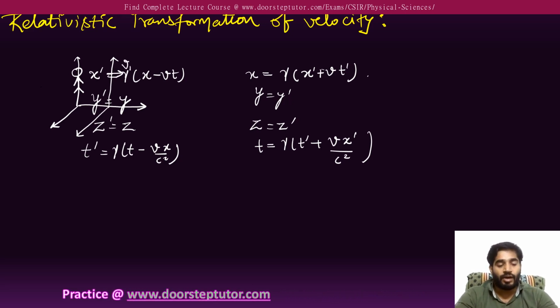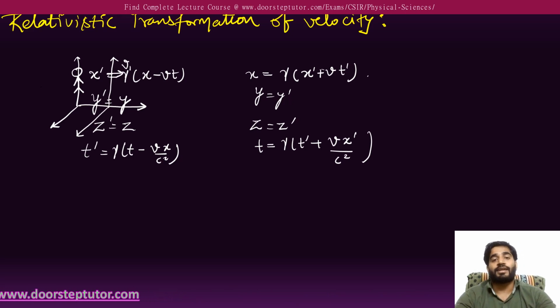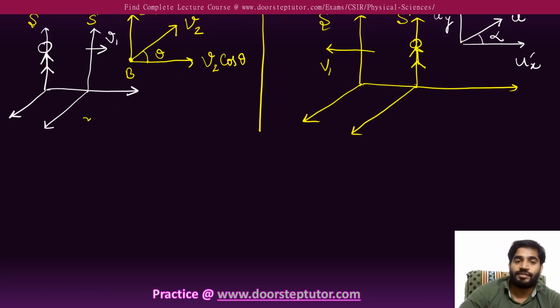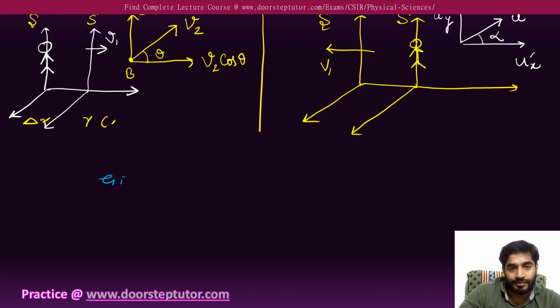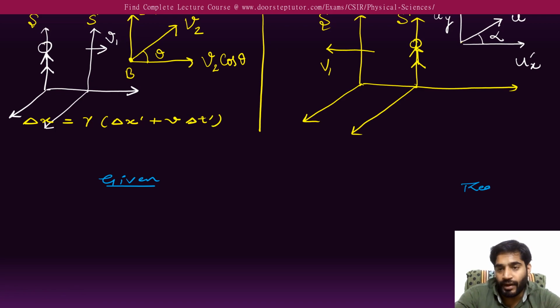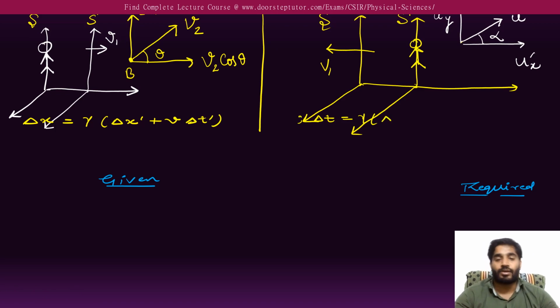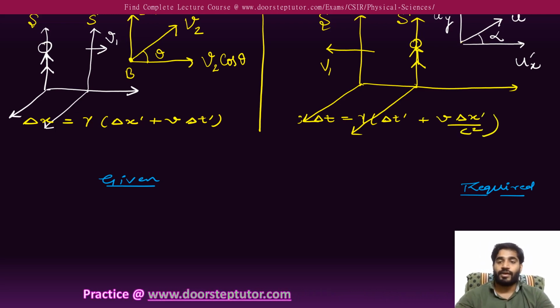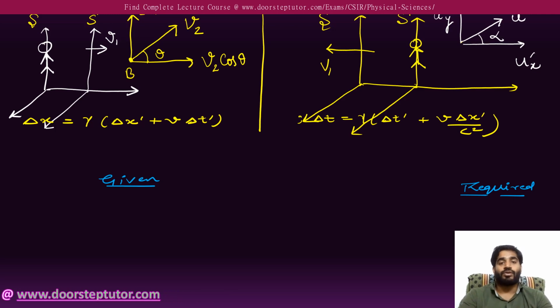Now we will see how these transformations can be used to find the relativistic transformation of velocities from one frame to another frame. These are the two different conditions that we have. This is what is given, and these are the quantities I want to find from the given conditions. For example, I want to know u dash x, u dash y, and alpha, as we have been given v2 cos theta, v2 sin theta, and v2, and theta is also there.